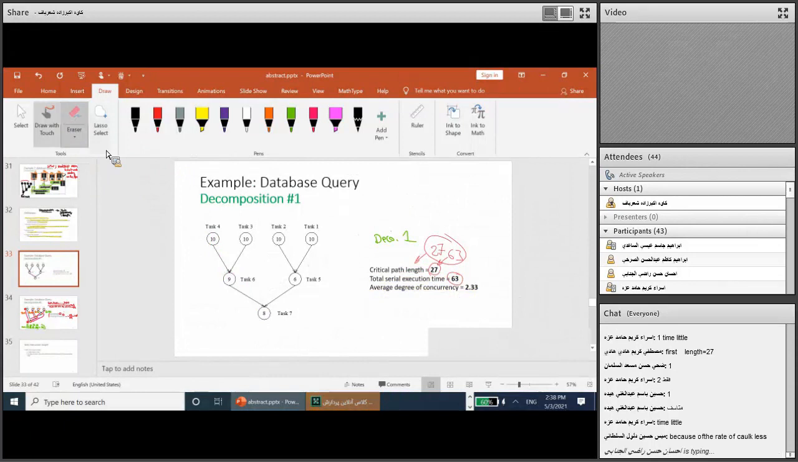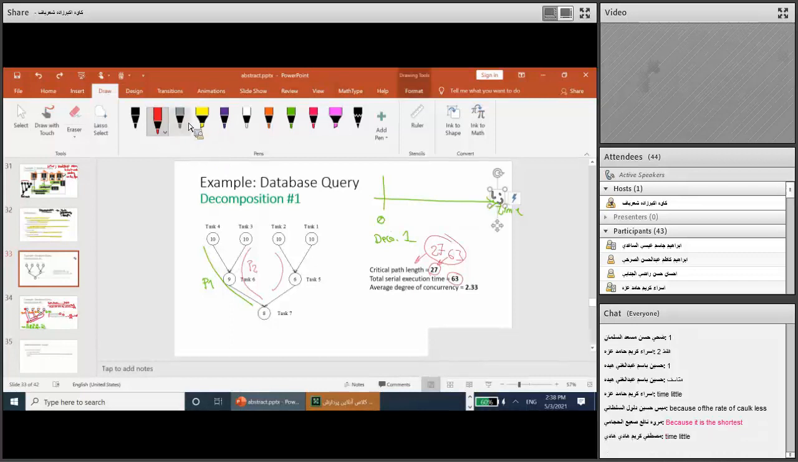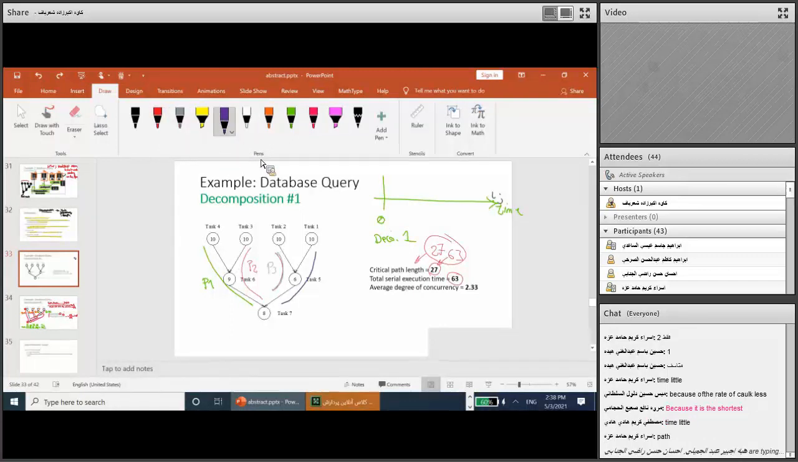This is the time axis, and this is the origin of the time axis, the 0 time, and this is our path. Path 1, path 2, path 3, and path 4. Path 1 start.